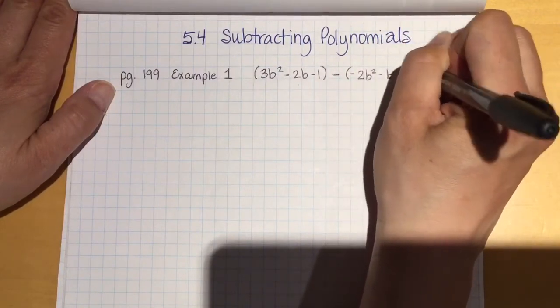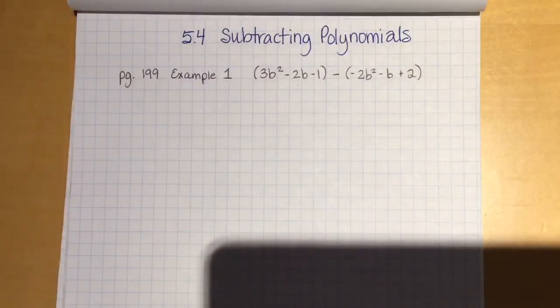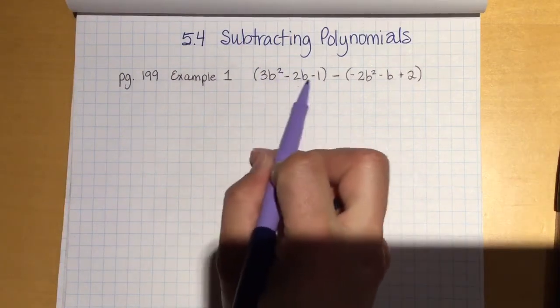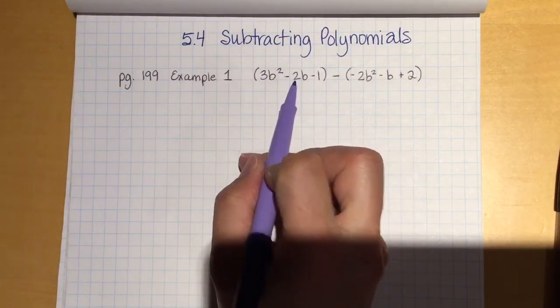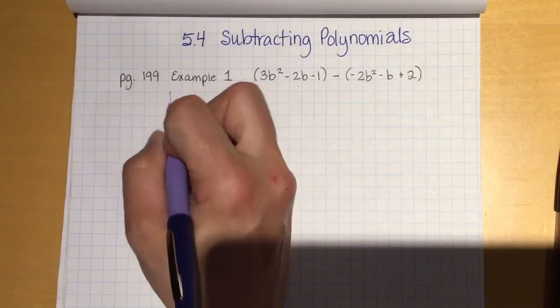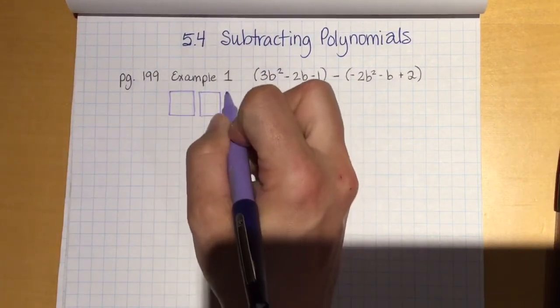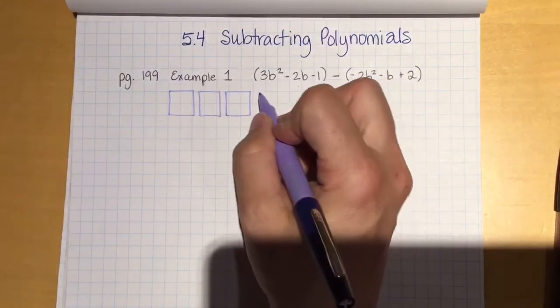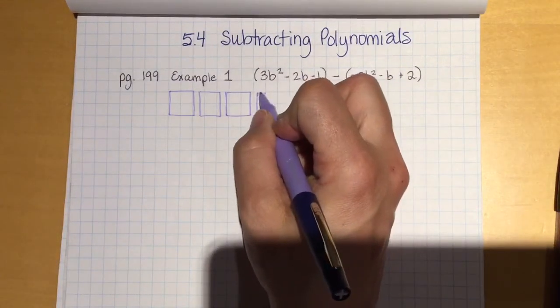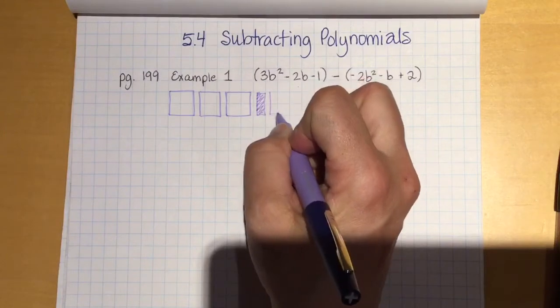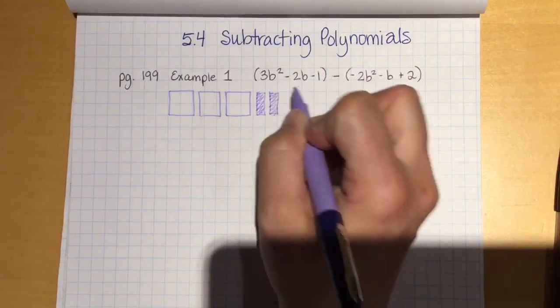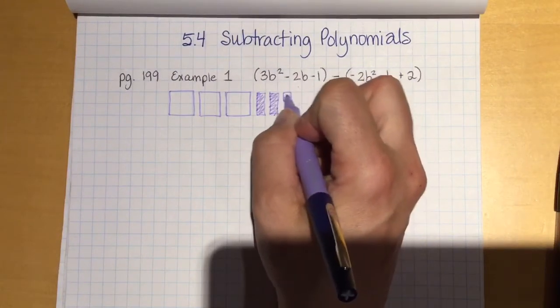b plus 2. Okay, so the first thing I want to do is draw it out. I'm going to start with this polynomial because this is the one that we want to subtract from. So I have 1, 2, 3, and then 2 negative b's, and then 1 negative 1.